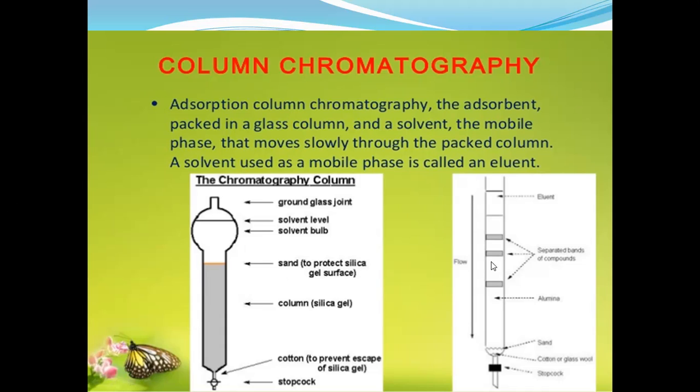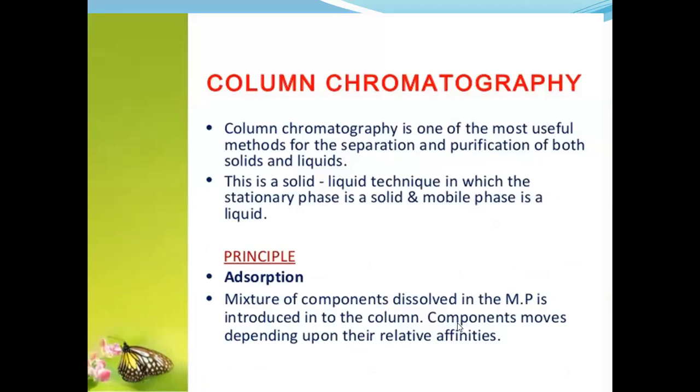Okay, so this is the column, a glass column, and a solvent, the mobile phase. When we introduce the sample or mixture, then what happens? The sample mixture will diffuse or partition through this column. Meanwhile, the components will be adsorbed on the surface of our silica gel or stationary phase. So these components, in the previous slide I showed you, move depending on their relative affinities.